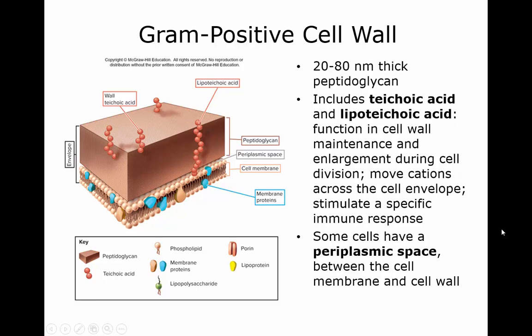And so with the addition of these extra acids, it causes the cell wall in gram-positive prokaryotes to enlarge. So it makes it much larger than you see in other types of cells. And then of course you'll find what they call the periplasmic space, in between it and the cell membrane. So that's what we see with gram-positive.